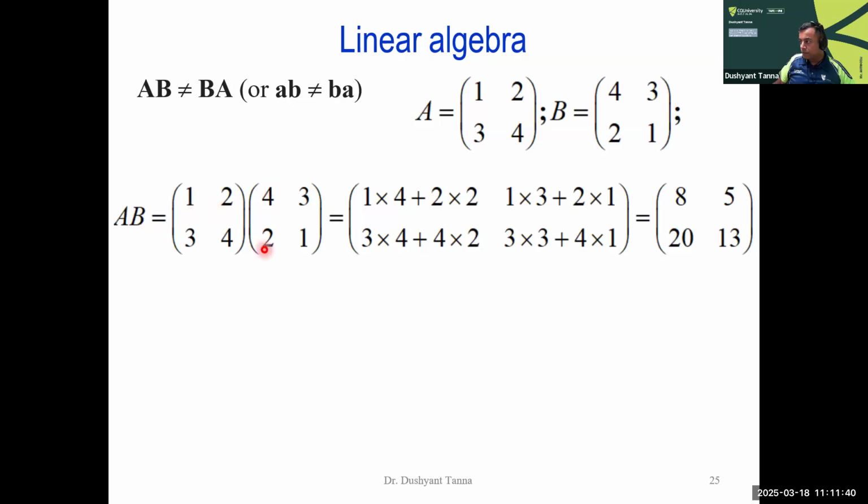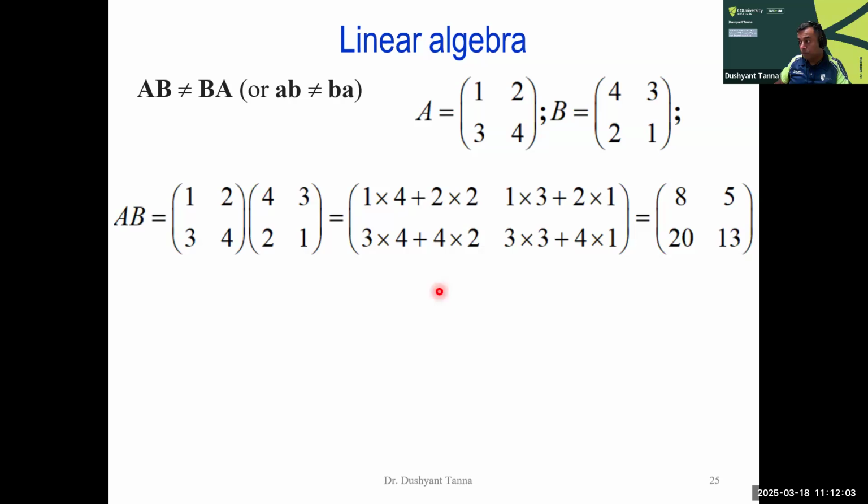First row with the first column: 1 with 4, 2 with 2, right? Then the second element, first row, second column: 1 with 3 and 2 with 1. Second row, first column: so that's your 3, 4 plus 4, 2. And then 3, 3 plus 4, 1. So that's 8, 5, 20, 13.